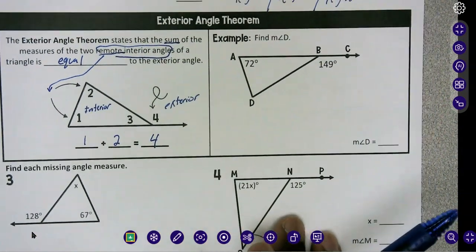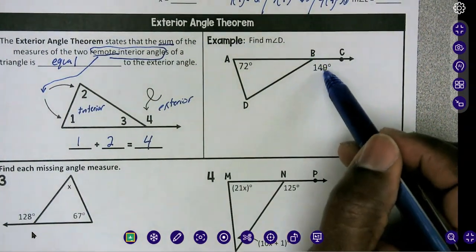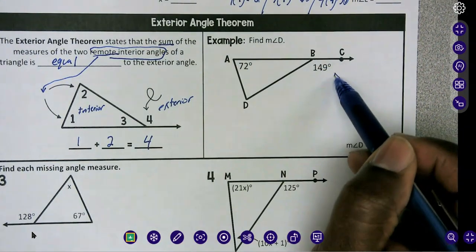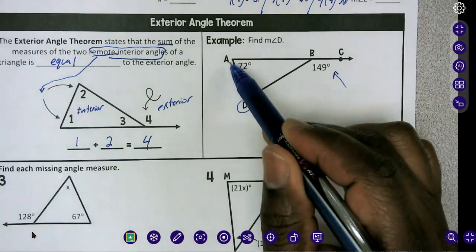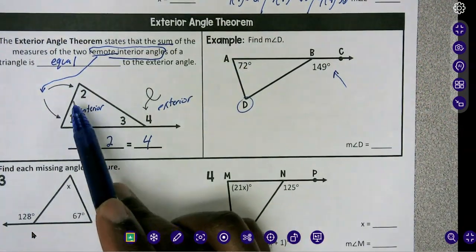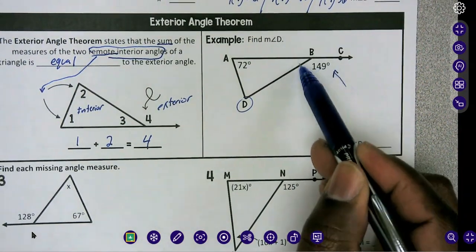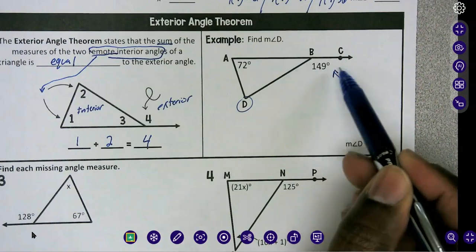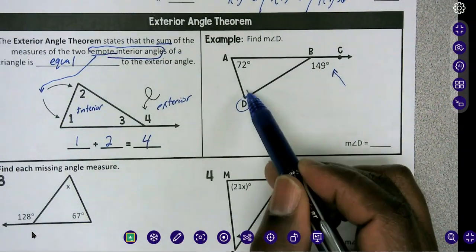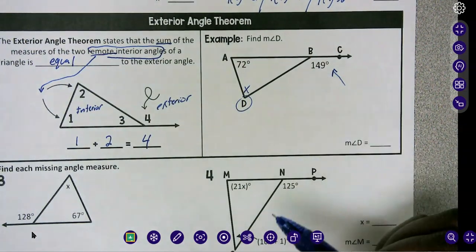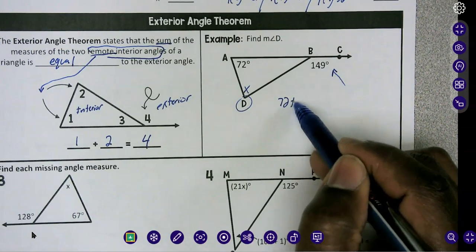So you say, what? Let me show you an example. If I know that this angle, see, this is the exterior angle right here. You see it's not on the inside. This angle D and angle A are angles 1 and 2. They're the remote interior angles. Not angle B because it's right next to the 149. So how do I figure out this one if I know that this plus whatever this is equals 149? You guessed it. I'll do a little problem.